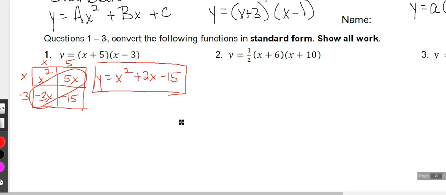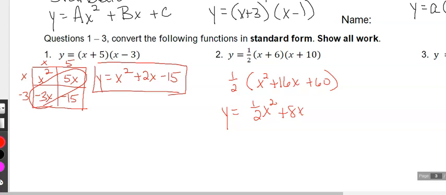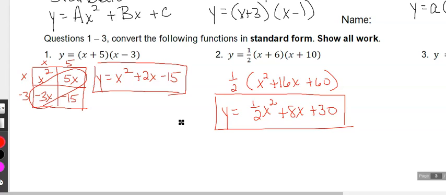I'll show you about converting to vertex form because the easiest way to do it is to use Desmos. All right, so number 2, we're going to multiply x plus 6 times x plus 10 first, and we're going to keep that 1/2. So x plus 6 times x plus 10 is x squared plus 16x plus 60. And then we're going to multiply that 1/2 in. Remember, 1/2 means divide by 2. So plus 8x plus 30 would be standard form for that one. Check my key just to make sure I did it right.